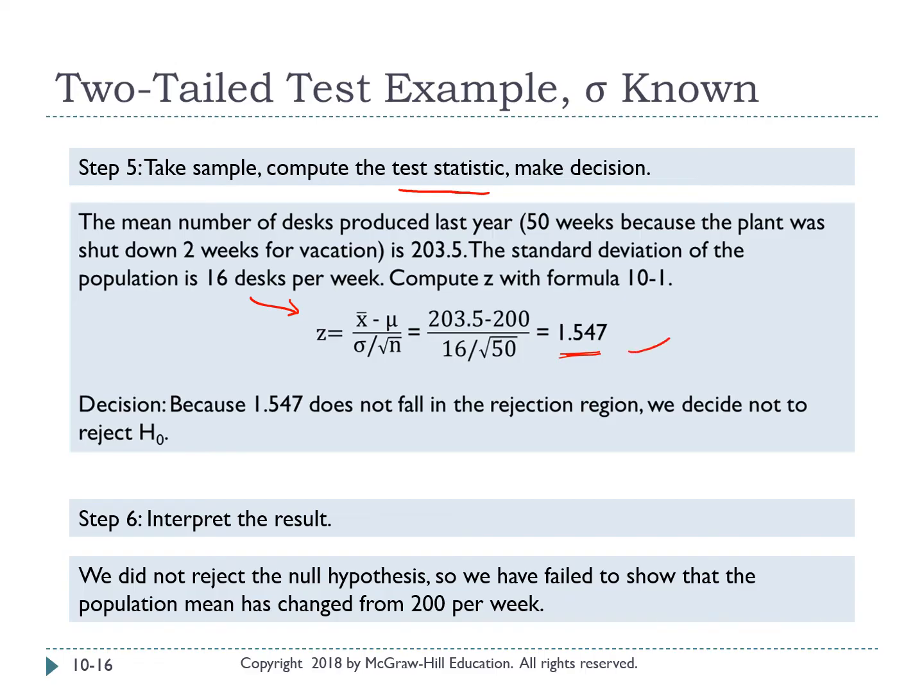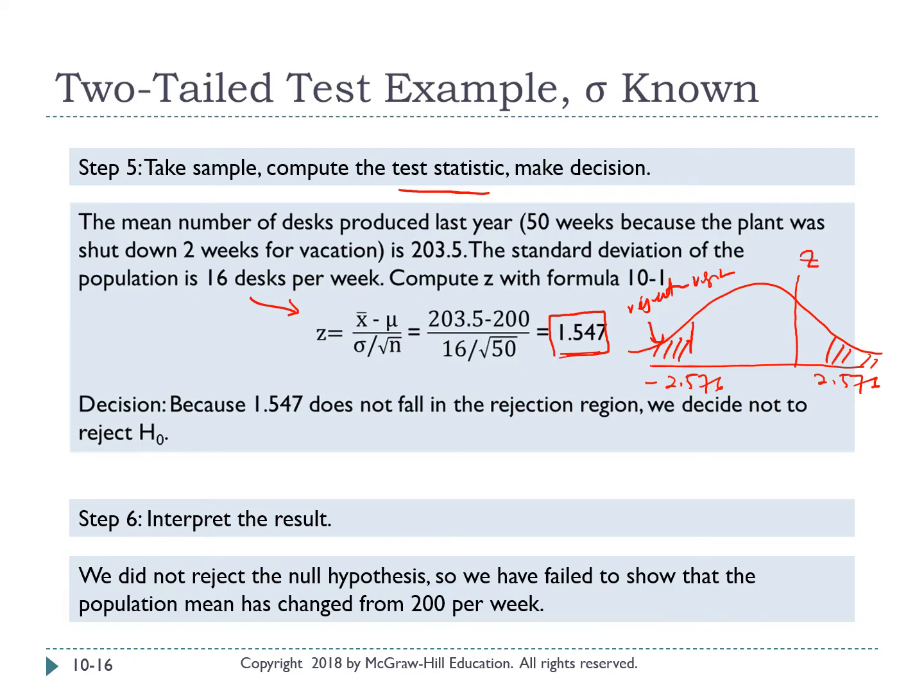The next step, you have to draw a diagram, right? And your CV is these two areas. So this is your rejection region. So what is the value for your first rejection region? You got negative 2.576 and here plus 2.576. Okay, so what is the value of your Z? Your Z statistic is 1.547. So 1.547 is somewhere here. So this is your Z.